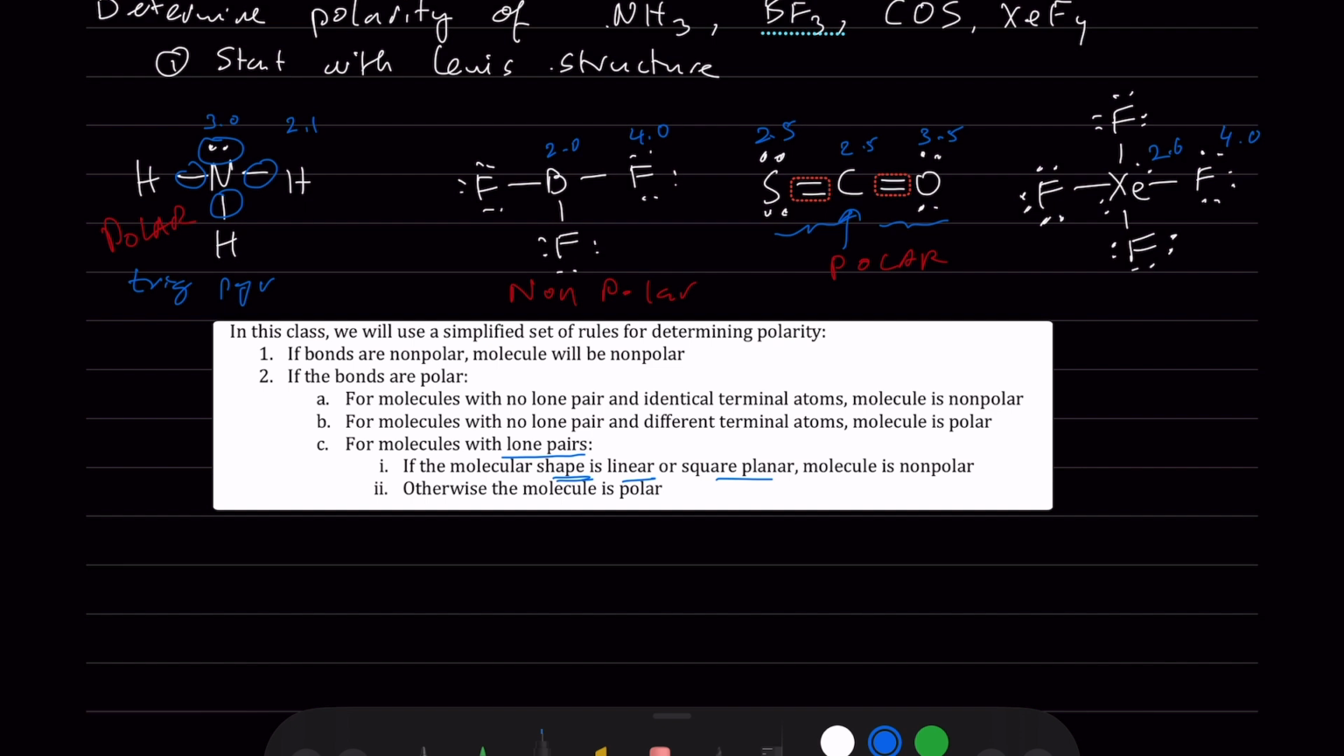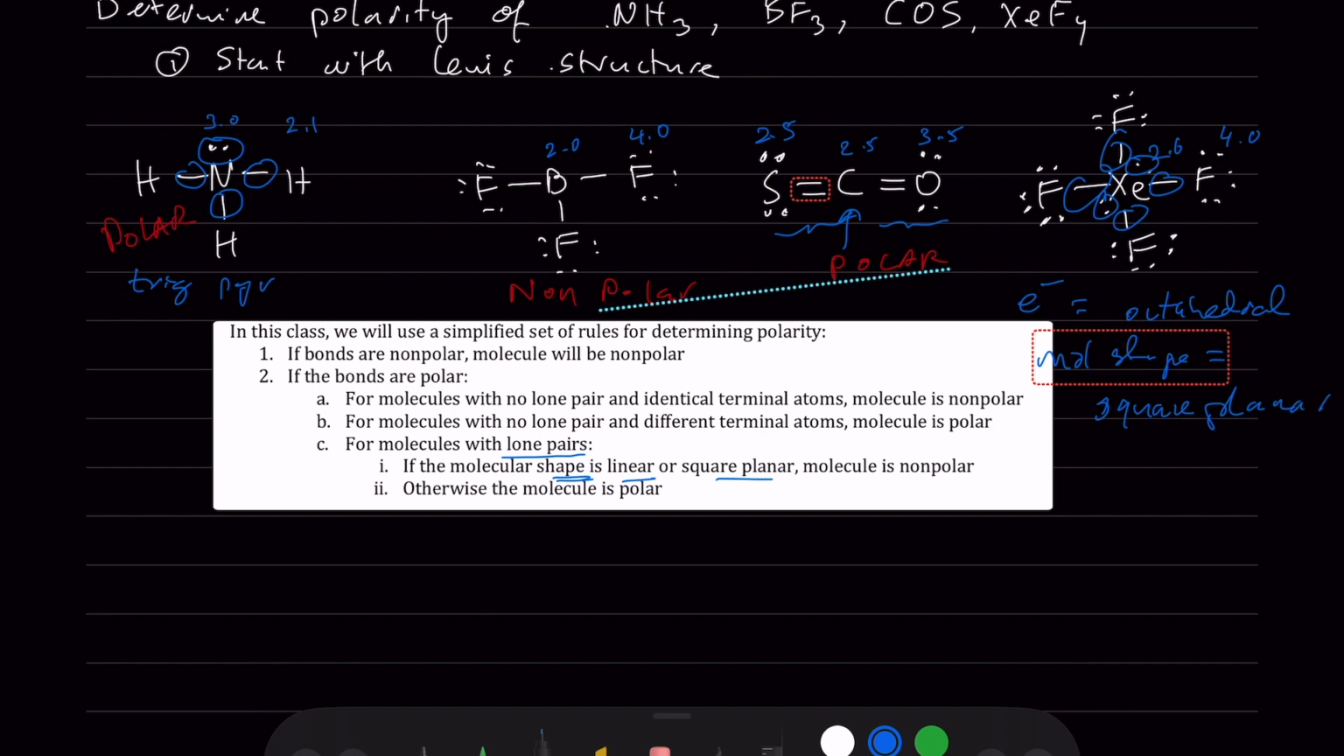Well, let's check, right? This has 6 pairs of electrons around the central atom, which means it's an octahedral electron geometry. What about the molecular geometry, or the molecular shape? Well, 4 of those are bonding, and 2 of them are lone pairs. So when you have 4 plus 2 like that, that gives you a square planar shape. Okay, so square planar means that it's nonpolar. So even though it has polar bonds, it has some lone pairs around it, it's actually a nonpolar molecule. So hopefully those examples help you in determining polarity of molecules.